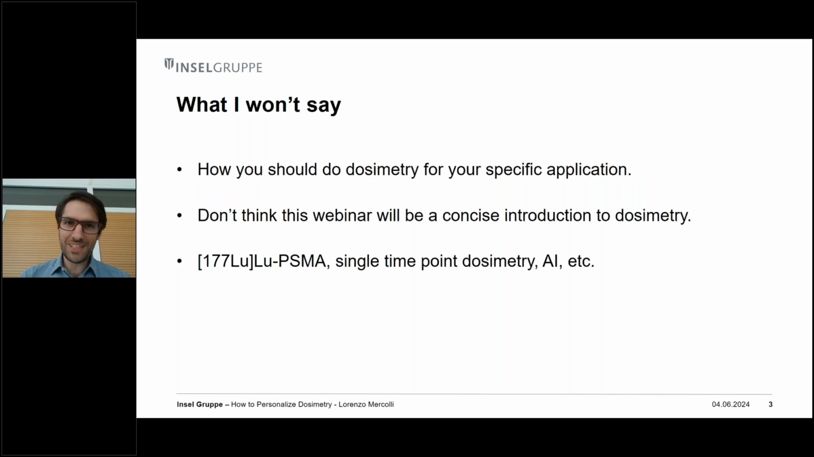What I'm not going to say: I will not show you how to do dosimetry for your specific application. Also, this is not going to be a concise introduction to dosimetry in nuclear medicine. There are plenty of textbooks and materials online that you can find on this. Also, I will not talk about lutetium PSMA, single time point dosimetry, or AI. So you need to find some other talk for that.